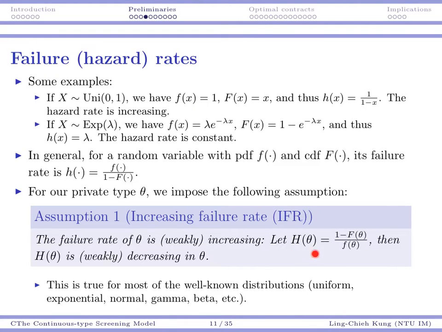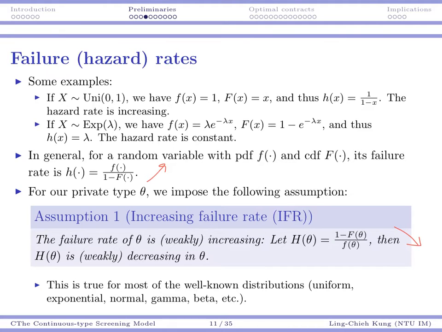If I define capital H of theta to be the ratio of 1 minus f of theta over small f of theta, then I can see this is the reciprocal of the failure rate, right? And then I need my capital H of theta to be weakly decreasing in theta. Okay, so I want my failure rate to increase, or I want my reciprocal of failure rate to decrease.